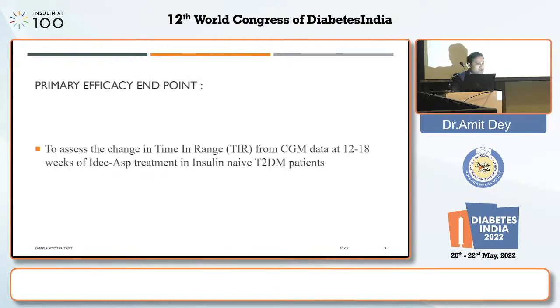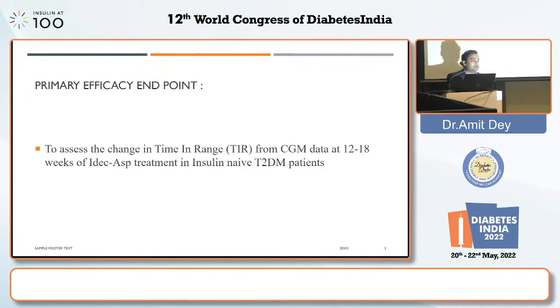This is going to be our primary efficacy endpoint of this study. So it's going to be to assess the change in the time in range from the CGM data at 12 to 18 weeks, or we can keep it at 12 to 24 weeks. What we intend to do is to keep the study design about 6 months. So that's 24 weeks.